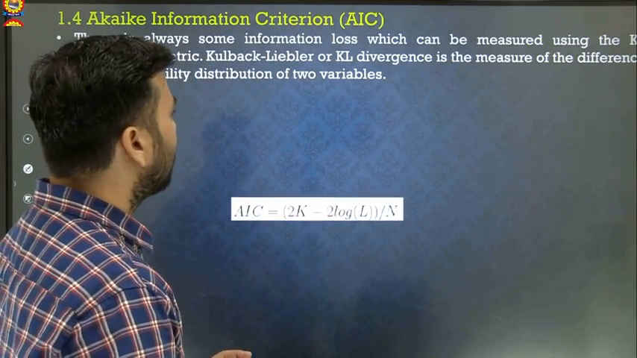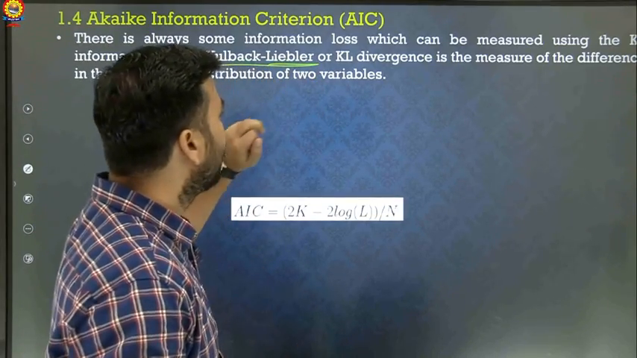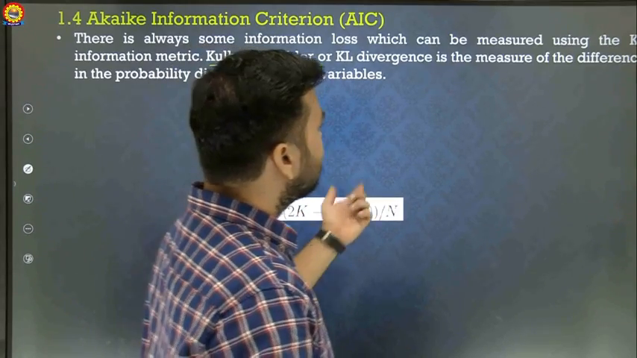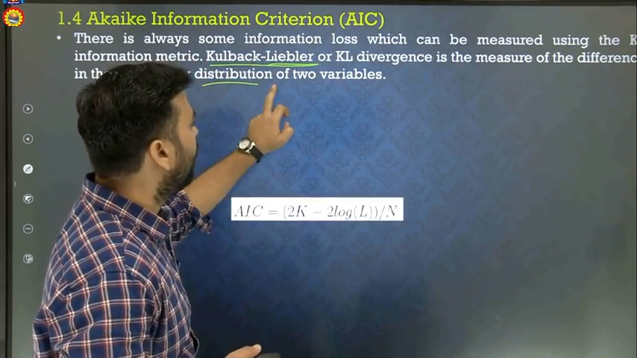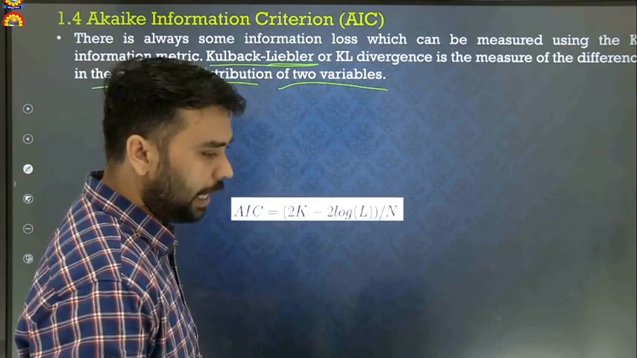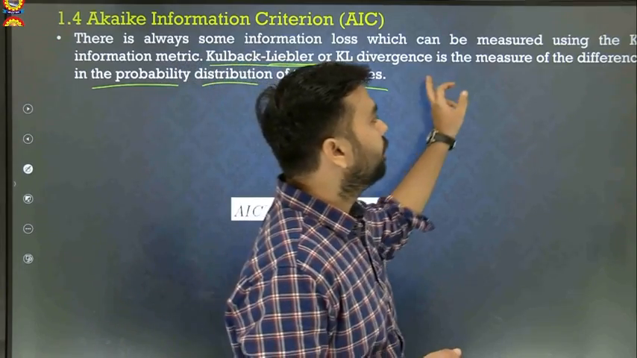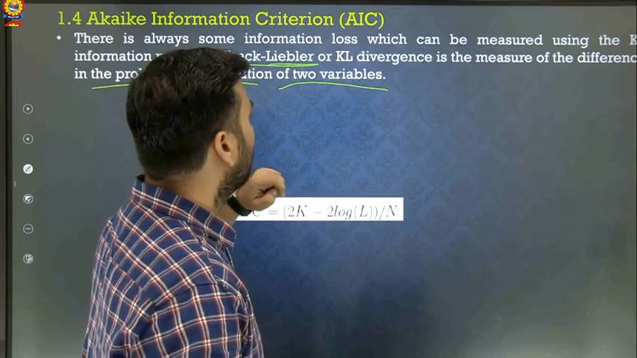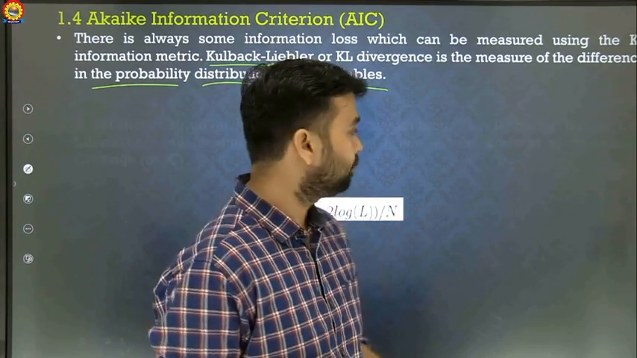Kullback-Leibler is the full form of KL. KL divergence is the measure of the difference between the probability distributions of two variables. So the two variables' probability distributions are captured by the KL, and that simply measures the missing value, the loss of information, by using the KL method.